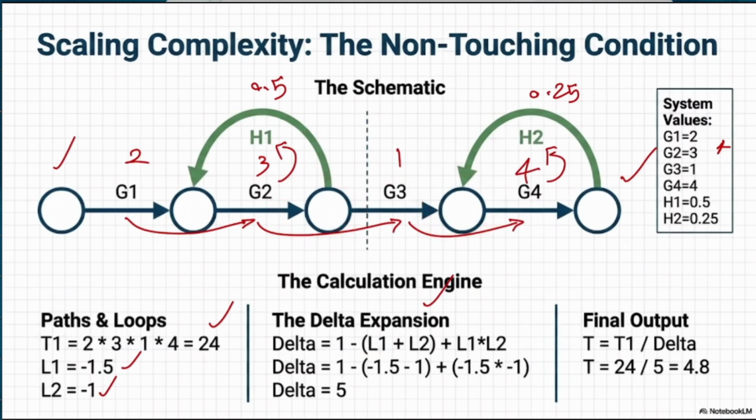But this is not how it works, because the formula itself is going to consider that. At this point, I have these 2 nodes related to 1 loop, and another 2 nodes related to another loop. So I consider H1G2 and H2G4 as 2 non-touching loops. My delta is 1 subtracted by the summation of all the loops, which is this one and this one, plus the multiplication of the non-touching loops. So delta is 1 subtracted by negative 1.5 and plus negative 1, and the multiplication of negative 1.5 and negative 1. So my delta is going to be 5. Another important thing is the delta k.